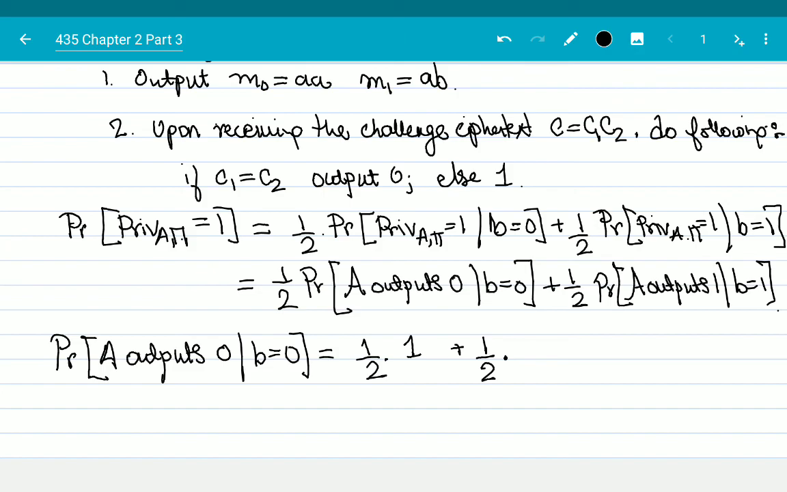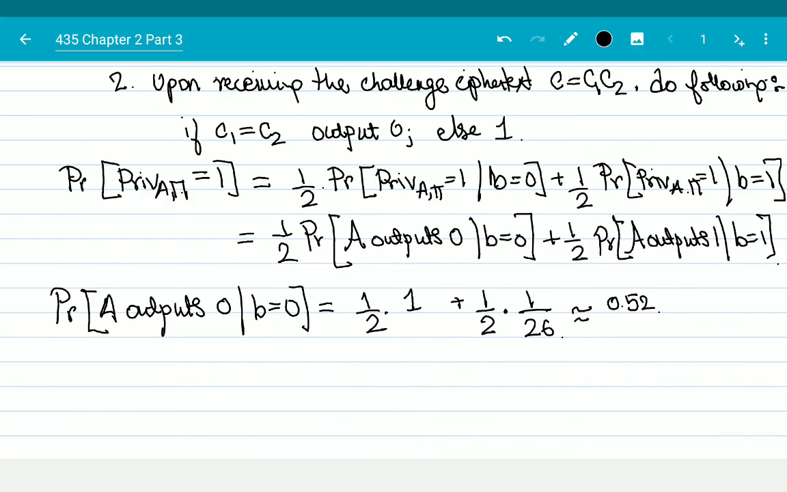If two different letters were chosen, then you're not going to get C1 is equal to C2. Sorry. From the message AA, you're not going to get C1 is equal to C2 if two different letters were chosen in your period. Sorry, in your key, right? So this is equal to 0.52.